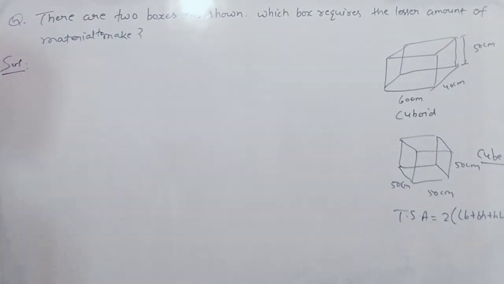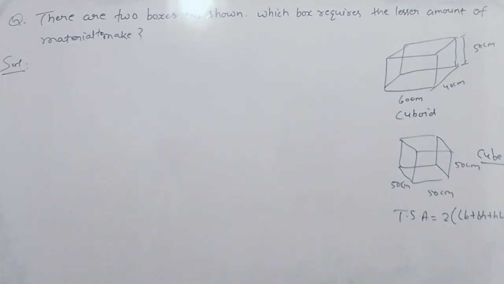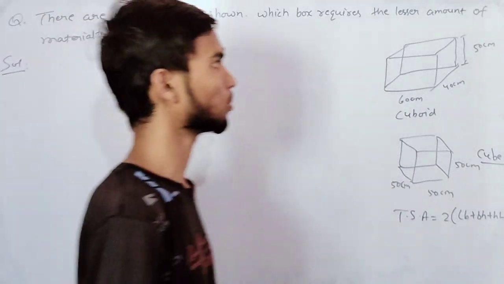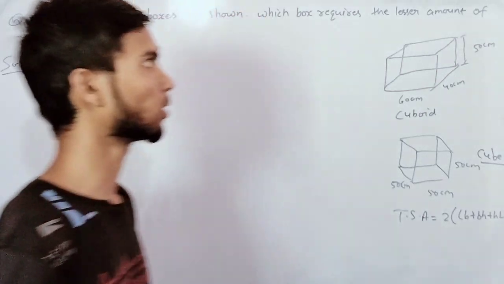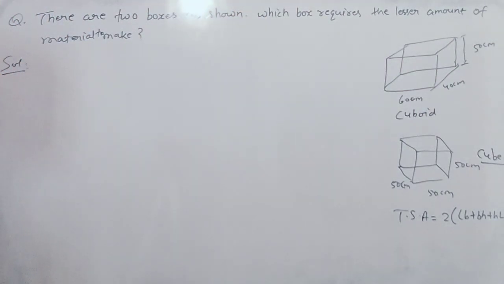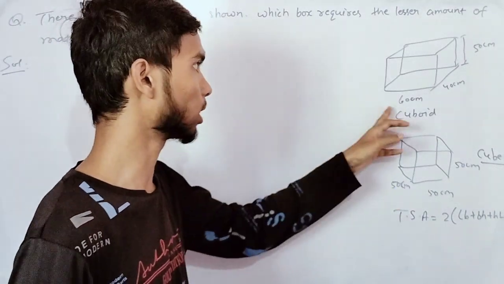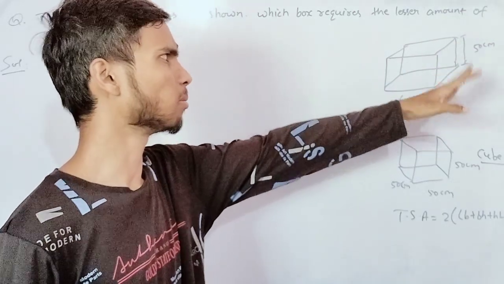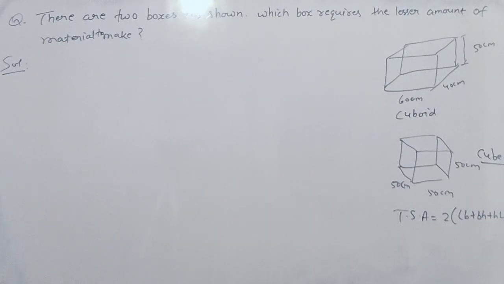There are two boxes as shown. Which box requires the lesser amount of material to make? So of course we will find the area, the lesser amount. If we make a cuboid with this length and this breadth, which one will take a lesser amount to make, the cuboid or the cube?